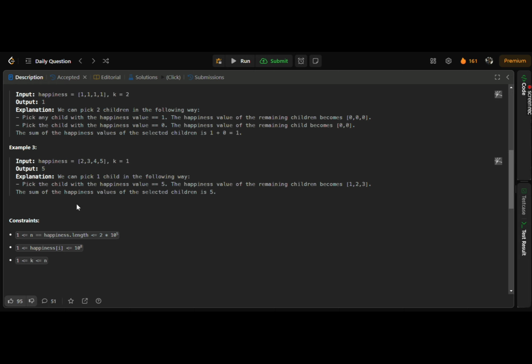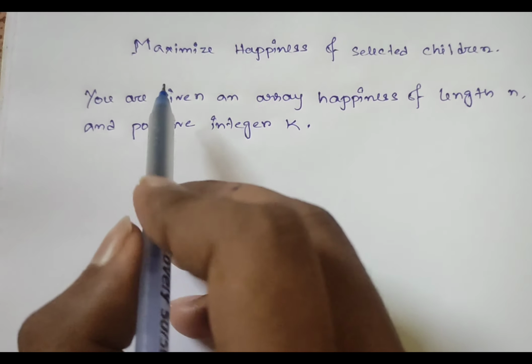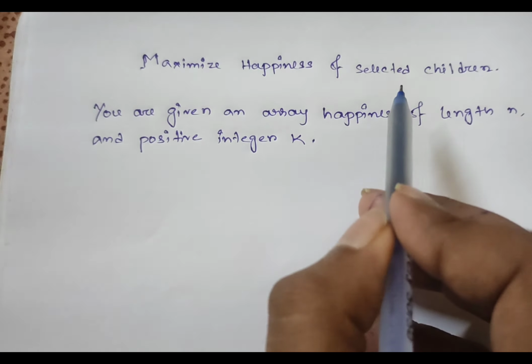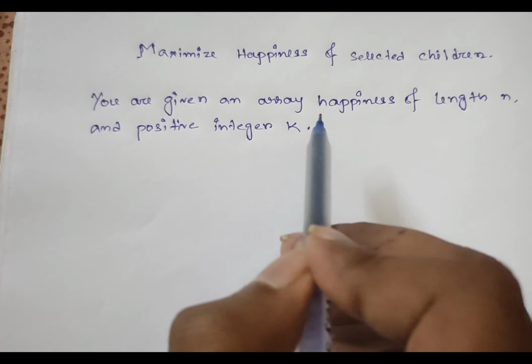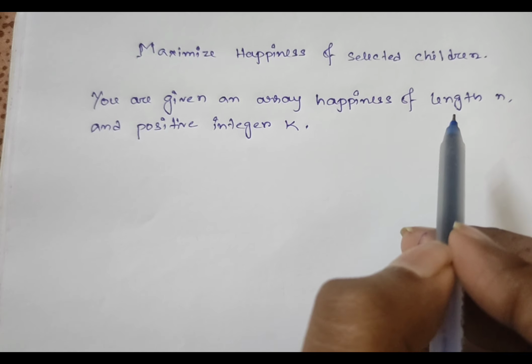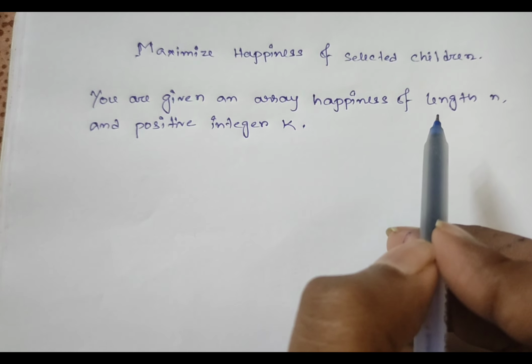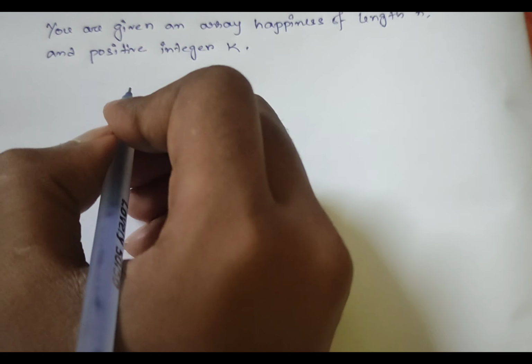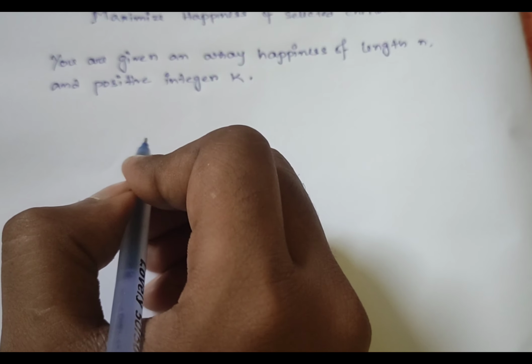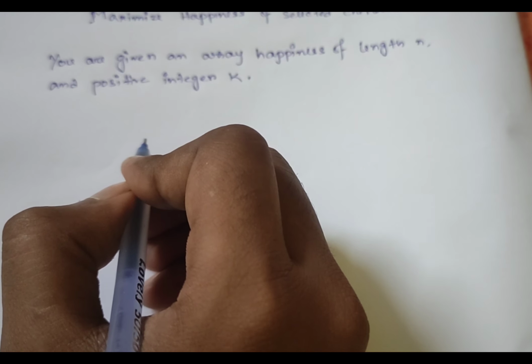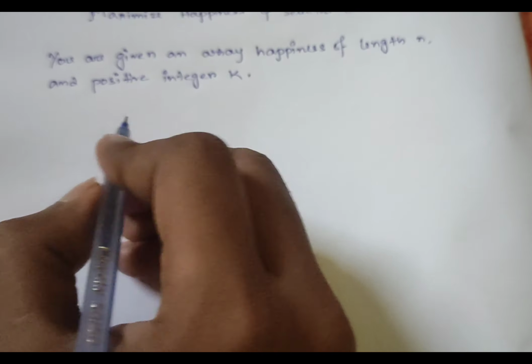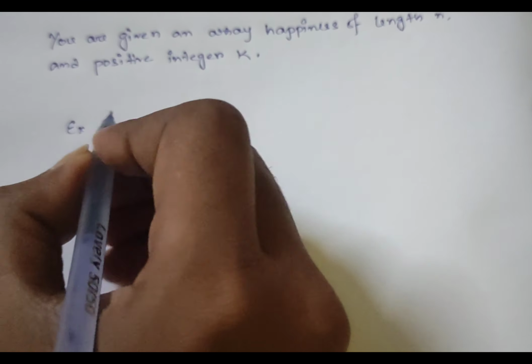Okay, now we discuss the question. The question is about the maximum happiness of selected children. You are given an array happiness of length n and a positive integer k. You have to return the maximum sum of happiness values of the selected children you can achieve by selecting k children.